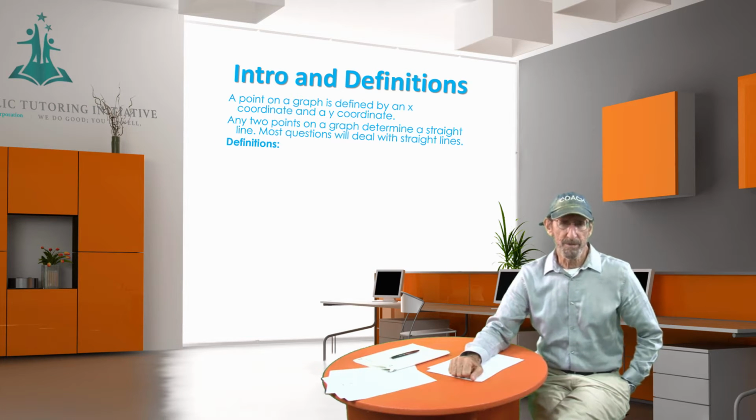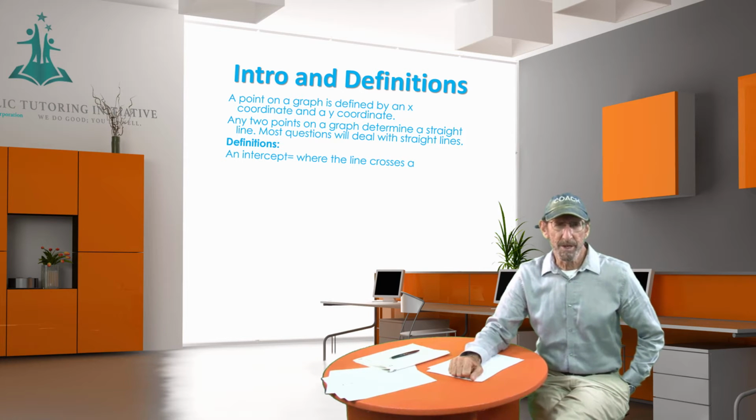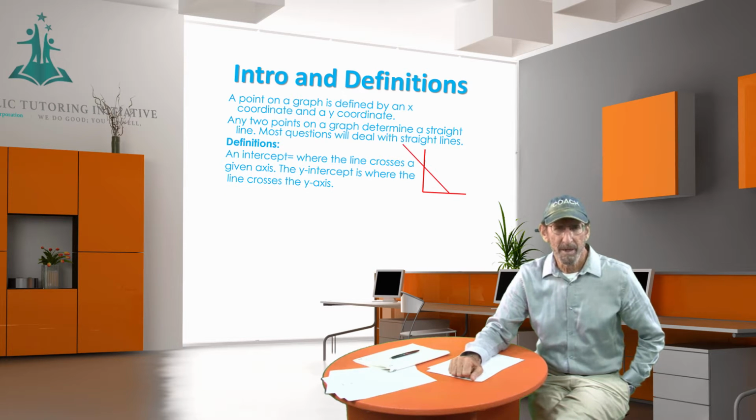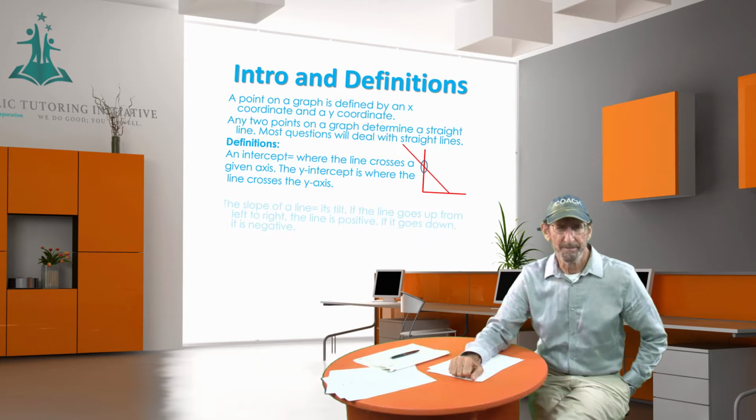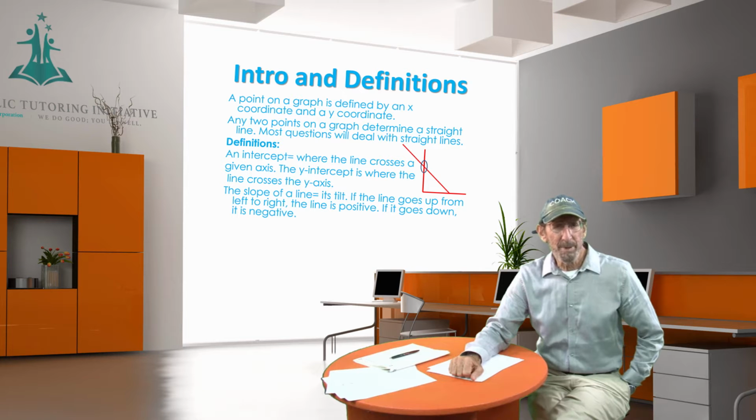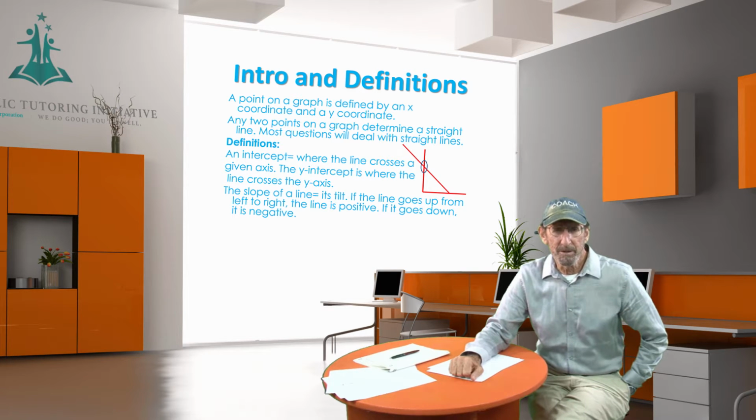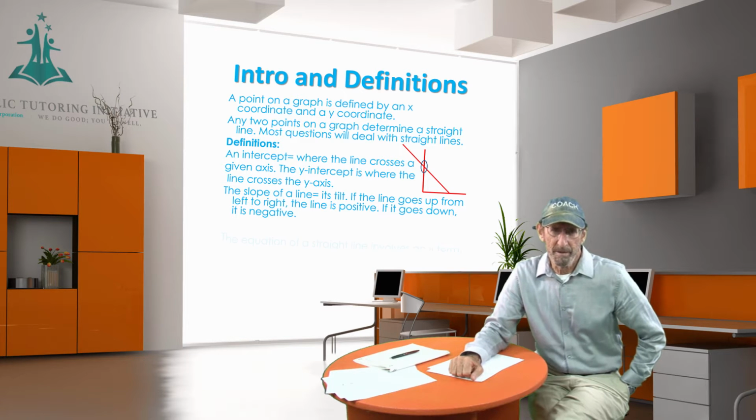Let's do definitions first. An intercept is where the line crosses a given axis. The y-intercept, for example, is where the line crosses the y-axis. Intercepts are very useful, as we will see. The slope of a line is basically its tilt. If it goes up from left to right, the slope is positive, and if it goes down, it's negative.